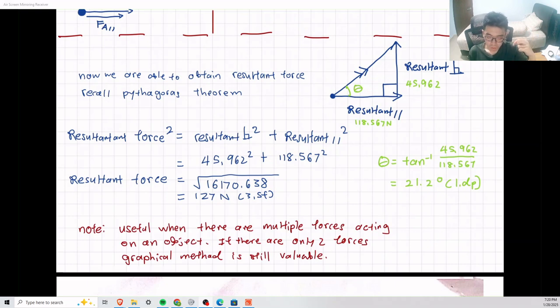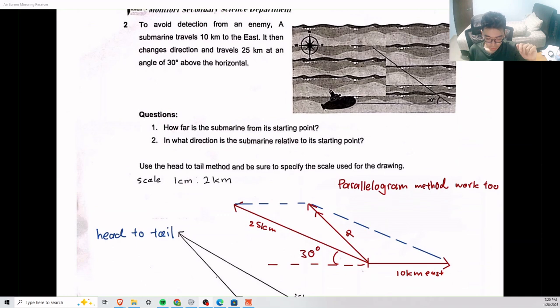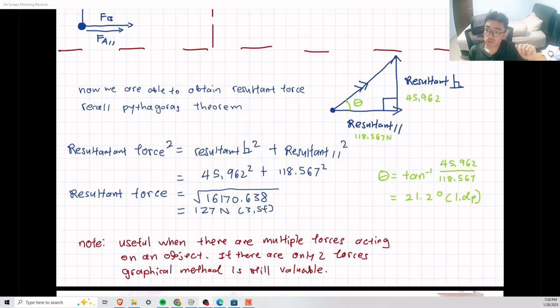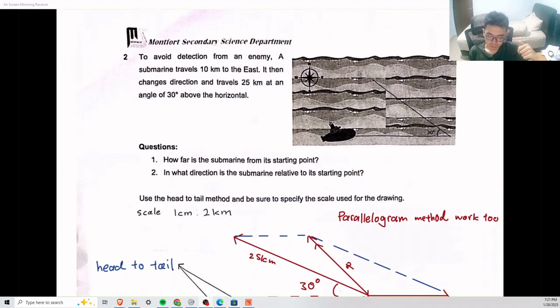So vector resolution is more accurate because you are using mathematics, you are using a calculator, as compared to scale drawing. There might be some plus minus, 0.1 cm, that kind of difference, depending on the thickness of your pencil. I give you some time to absorb. You can just pause the video.